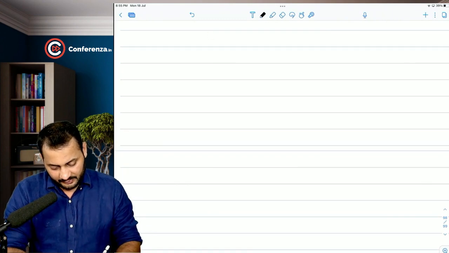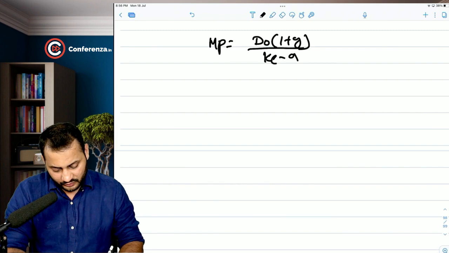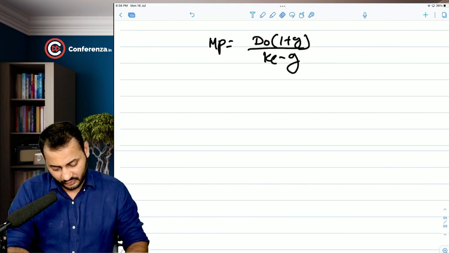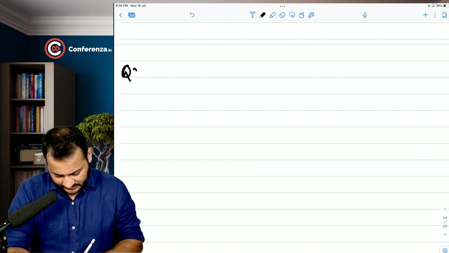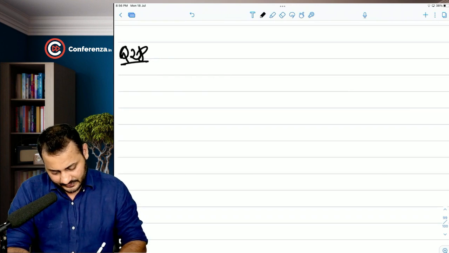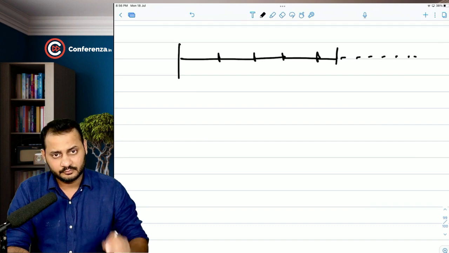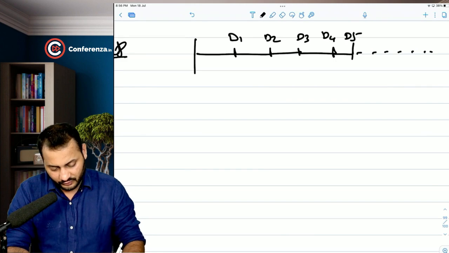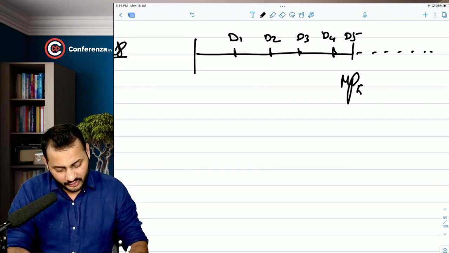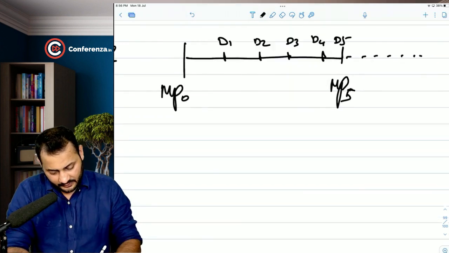First, the ultimate thing that you want to calculate is the market price, with the formula D0 in bracket 1 plus G divided by cost of equity minus G. But before that also, let's start. This is not an easy question as such. Question number 28 is easy, but it's a lengthy question. So 1, 2, 3, 4, 5, and then perpetually. So we will have D1, D2, D3, D4, D5. Then we will calculate MP5, as we used to. And the ultimate thing is calculating the market price at 0 point of time.